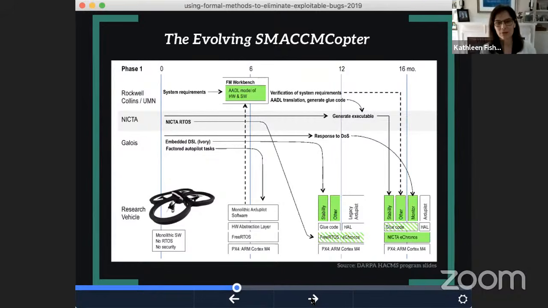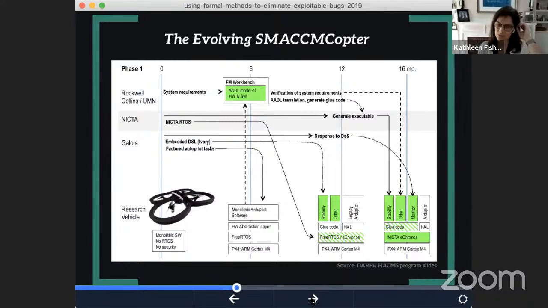They started with the monolithic software stack that came with the quadcopter. There's no real-time operating system and no security. Then in the first 6 months, they re-architected the system. They replaced the underlying hardware so that it now ran a PX4 ARM Cortex M4, which had slightly more processing power. They then put FreeRTOS on top of the hardware, and then they added a hardware abstraction layer, and the rest of the software they refactored to run on top so that the software didn't know if it was running on this more powerful processor or the original processor. Then they got to work creating higher assurance versions.